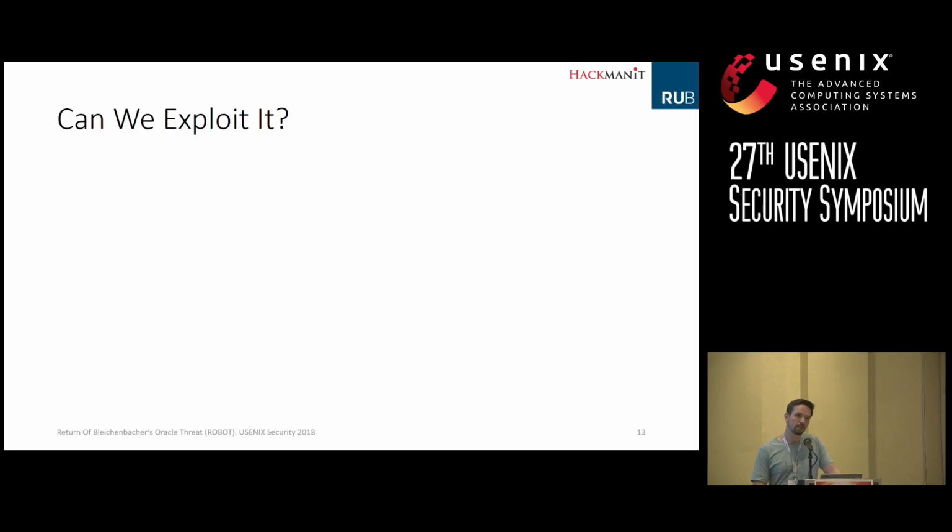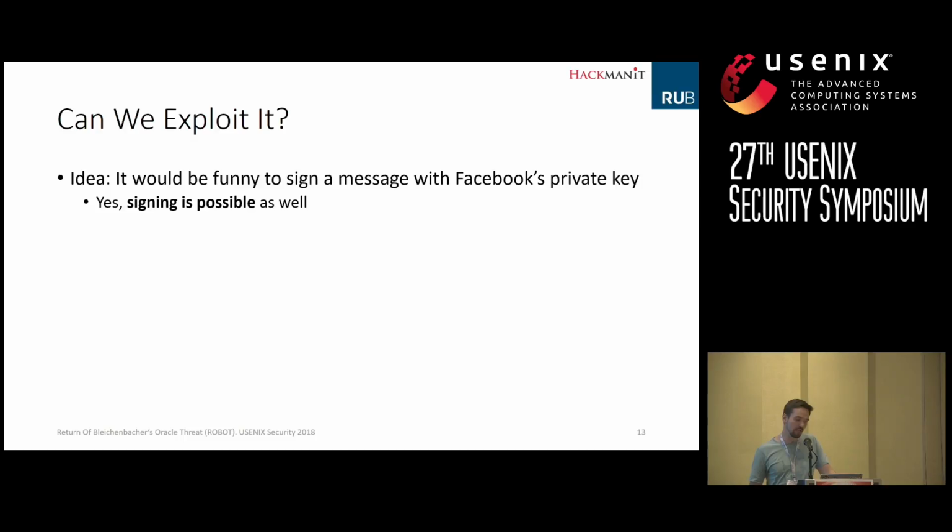Typically in Bleichenbacher's attack, you decrypt some messages or some handshake that was used. But we had an idea: it would be funny to sign a message with Facebook's private key. Many people do not know that in general, Bleichenbacher's attack can also be used for signing messages. The attack allows you to decrypt messages or to sign messages, so to perform any private key operation if the server is vulnerable to it. There are millions of queries needed. We asked ourselves, would Facebook block us, or is it even feasible to do this?